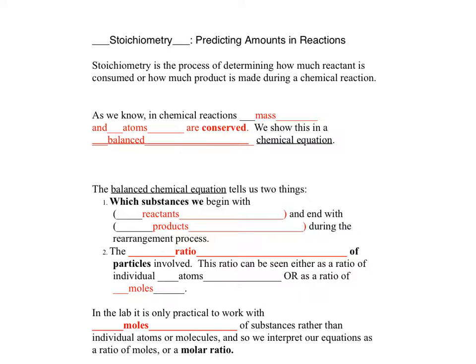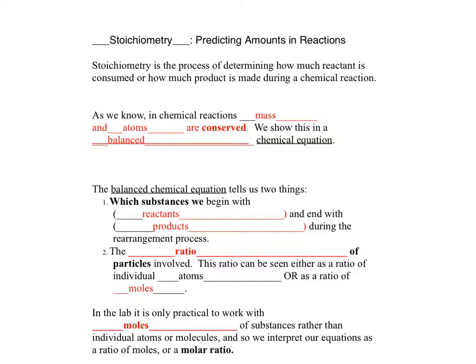So what we're going to do with this is just use these ratios to predict how much of something should be made, or knowing how much something's made, figure out the reactants. So in our chemical reactions, mass and atoms are conserved. That's why we need a balanced chemical equation. In this, we have reactants, and they turn into products, and we need a ratio. This ratio can be atoms like a particle diagram, but what's more useful to us is moles. So in the lab, we're going to use moles or make a molar ratio.